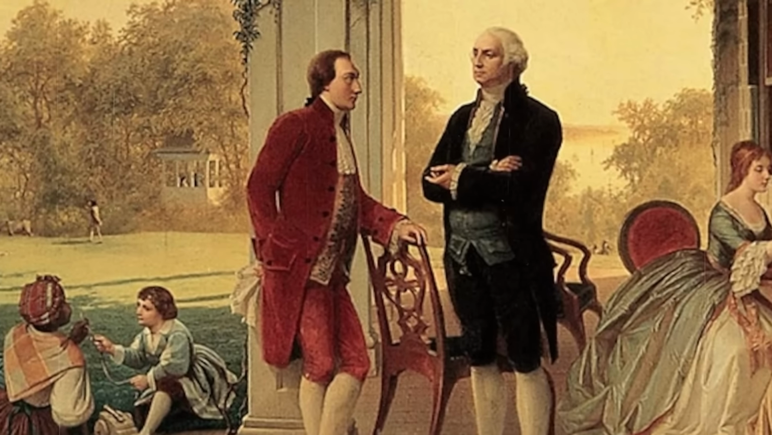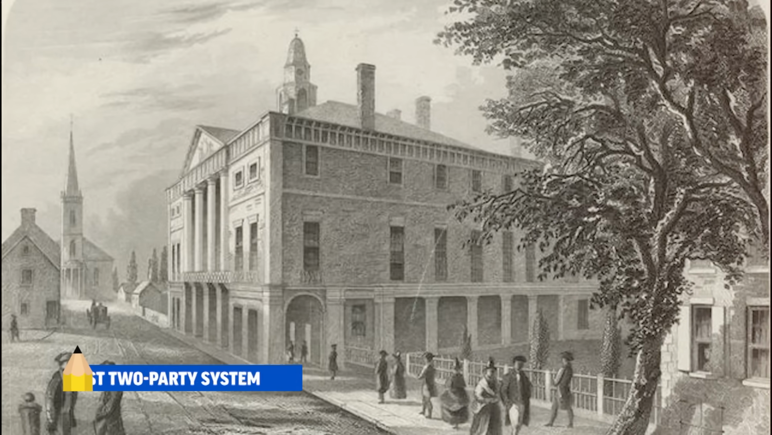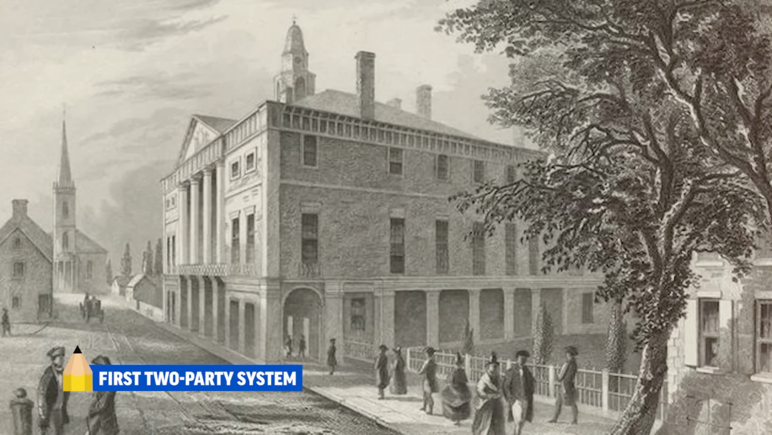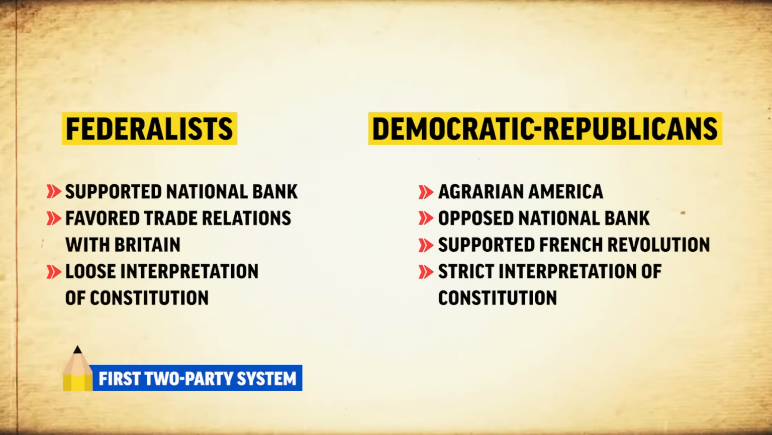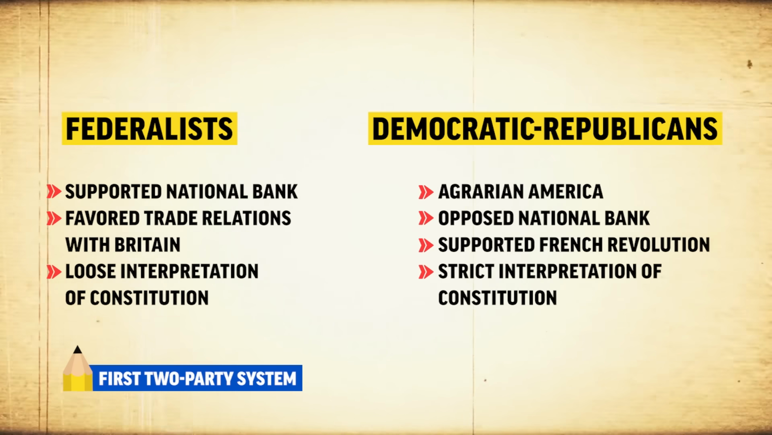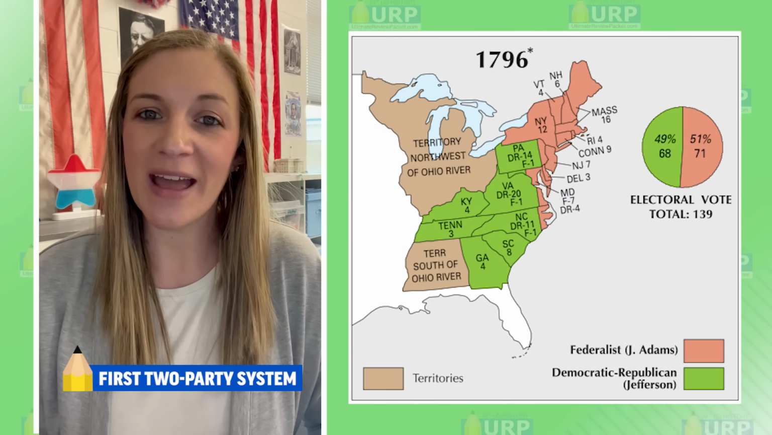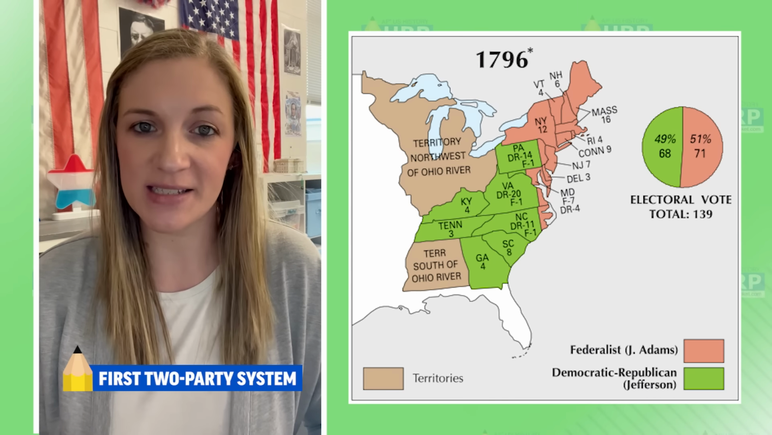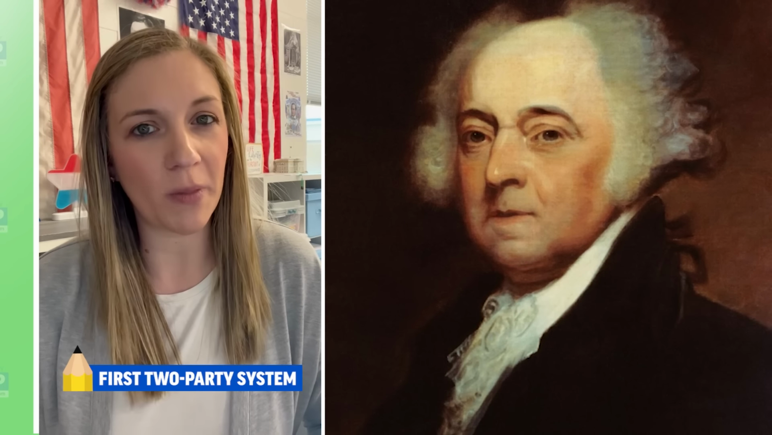Struggles both during and after Washington's presidency led to the formation of political parties in our first 2-party system. The Federalist and Democratic Republican parties debated economic policies, Hamilton's National Bank, and how America should respond to the French Revolution. These parties go head-to-head in the election of 1796. John Adams won, and he was our only Federalist president.